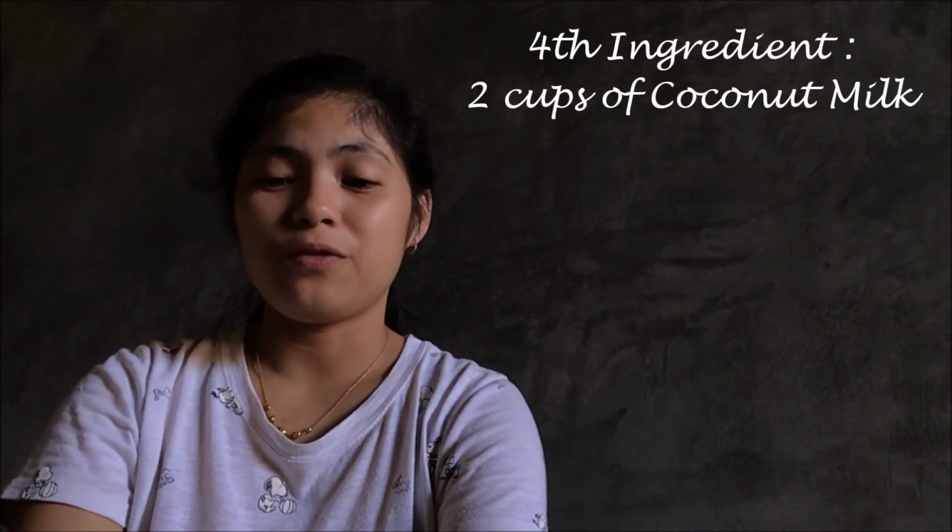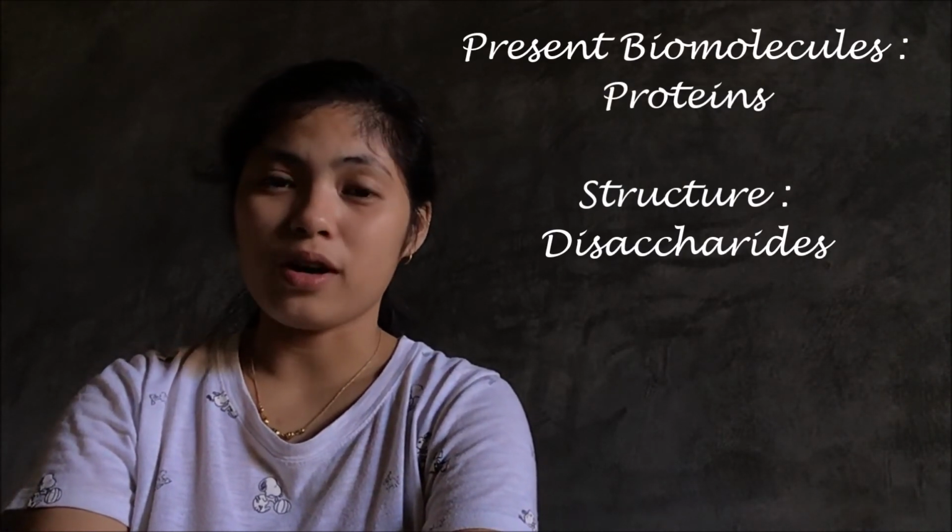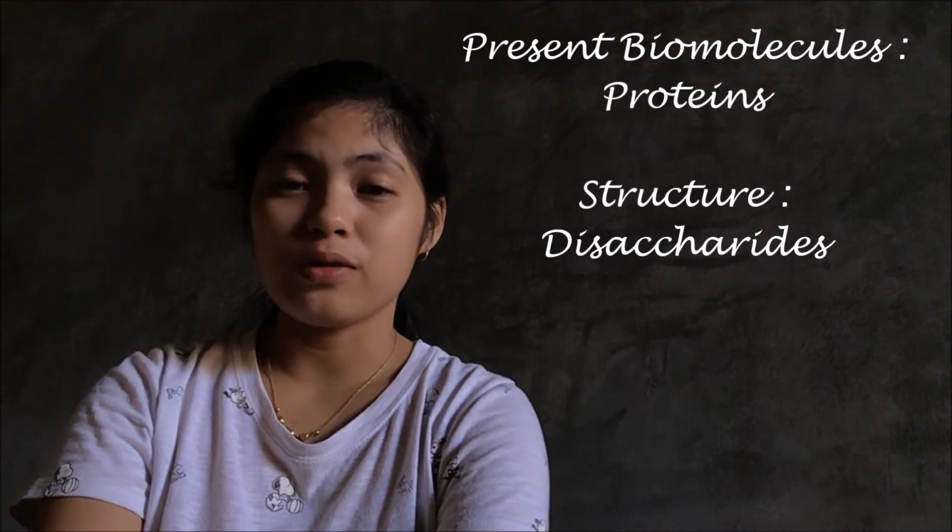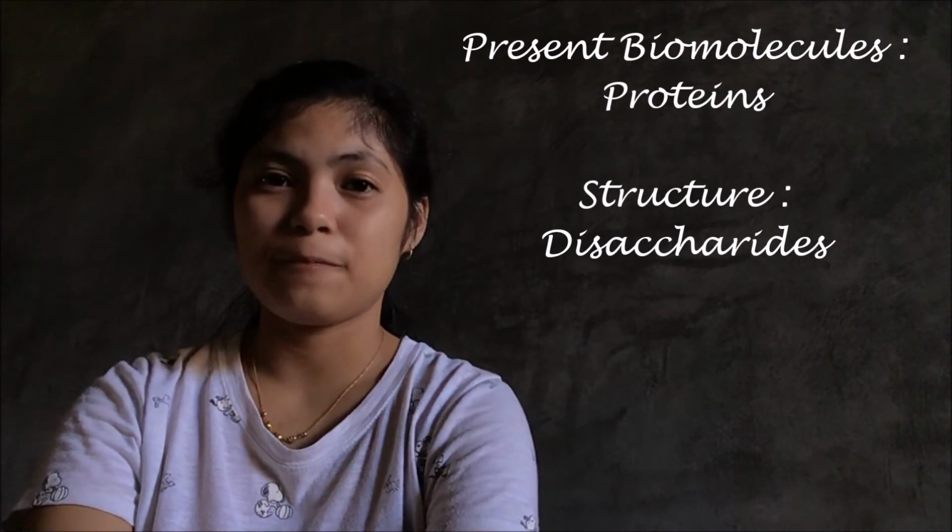And for the next ingredient, it would be the 2 cups of coconut milk. Proteins and disaccharides, of course, will be the present biomolecules and structure of this ingredient. As we know, milk proteins are known for their high nutritive value and diverse functional properties.